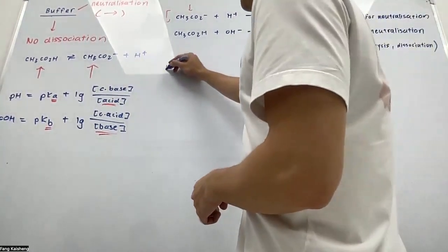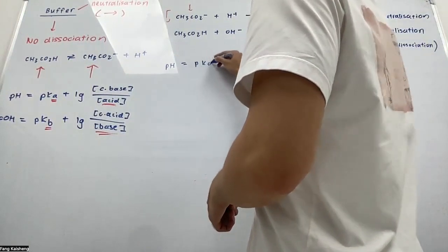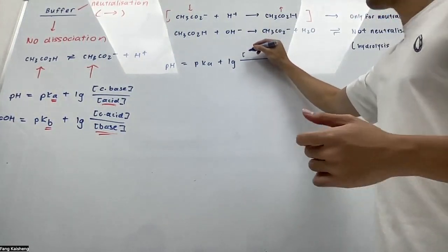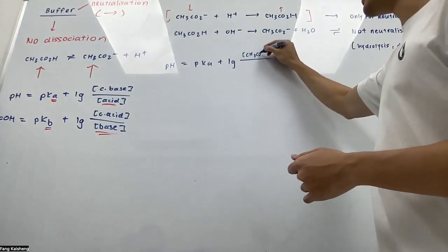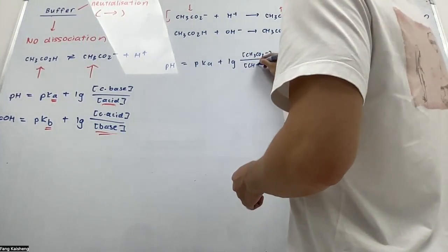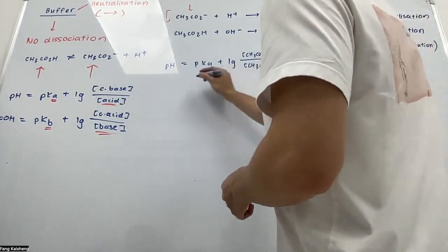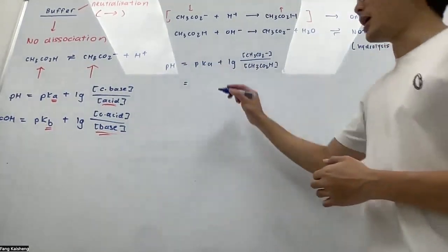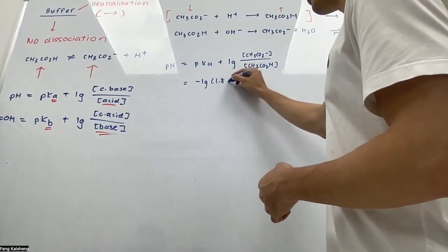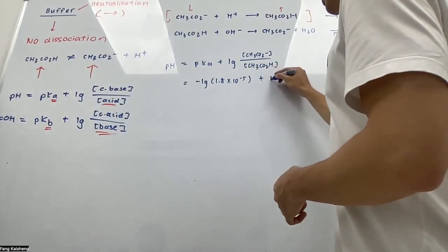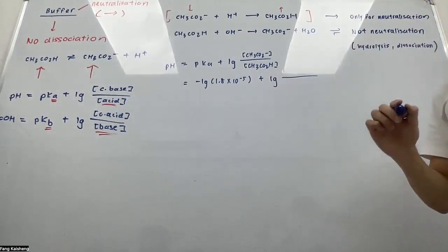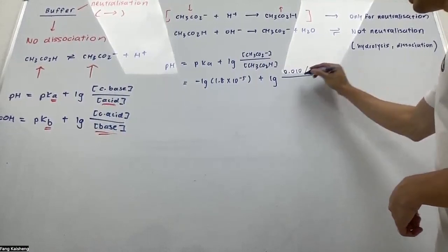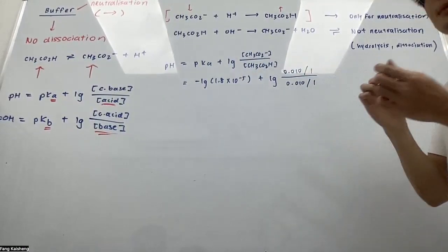Okay, let me write down the way to express this. So pH equals pKa plus log of the species on top. In this case, what is it? CH3CO2 minus over CH3CO2H. Okay, let's substitute inside. We are interested in the pH of this solution, correct? Now, find pKa. pKa is just negative log of that value, correct? Plus log. Now, they already gave you the values, but guys, I want to see this: 0.01 over 1, 0.01 over 1.